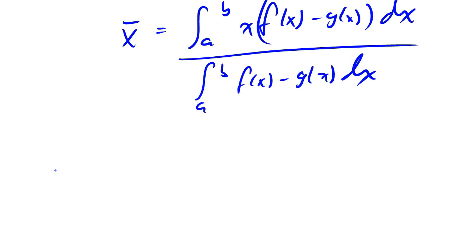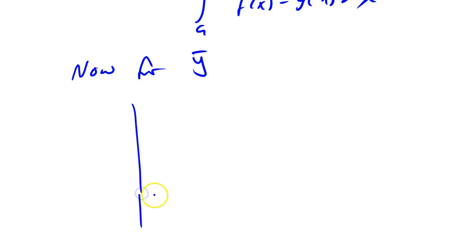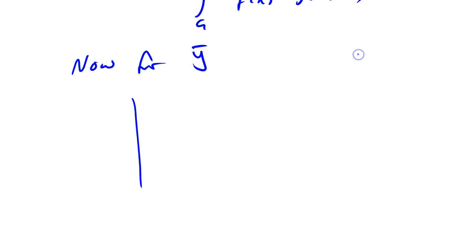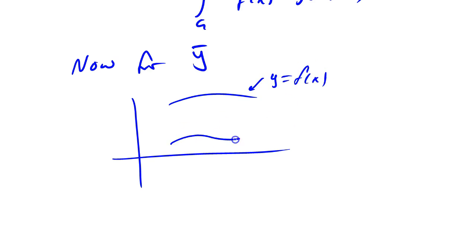Now, to calculate y bar. Same picture, we're still dealing with the same region. So I've got my y equals f of x on the top. I've got my y equals g of x on the bottom. Still from a to b.